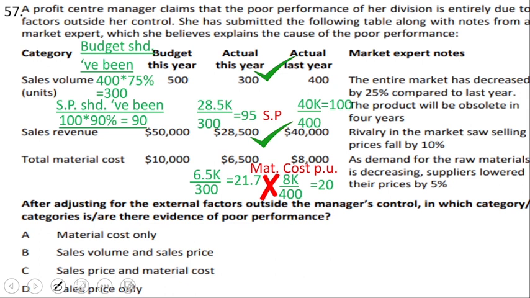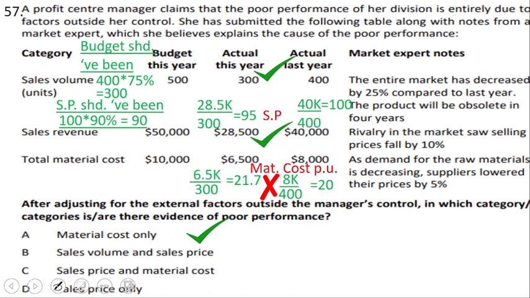So now coming back to the question, after adjusting for external factors outside the manager's control, in which category is there evidence of poor performance? So the right answer is material cost only. That is the only case where there is a poor performance.